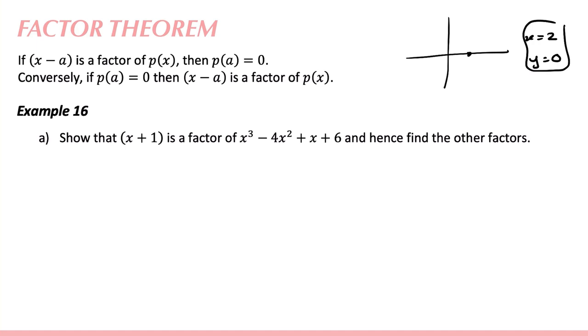So here it says, show that x plus 1 is a factor of that, and hence find the other factors. We'll do this one step at a time. The first thing that we want to do is to show that. So the solution would be, if I take 1 to the other side, that's negative 1. And to show that it's a factor, it means that when I substitute in negative 1, I expect to receive a 0. So let's go ahead and test that theory out.